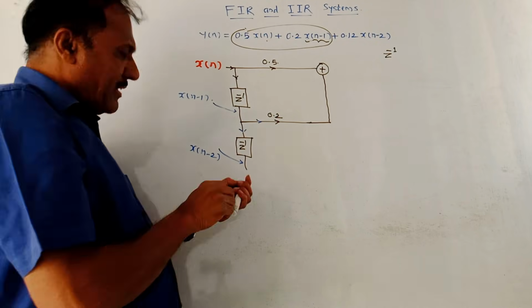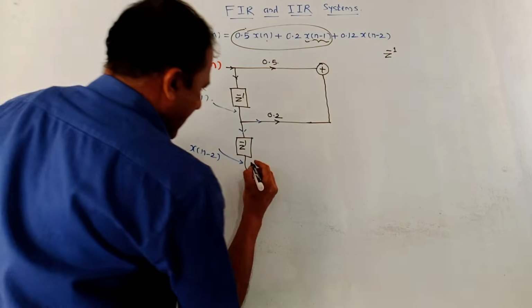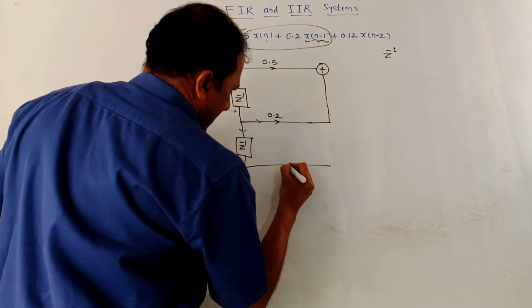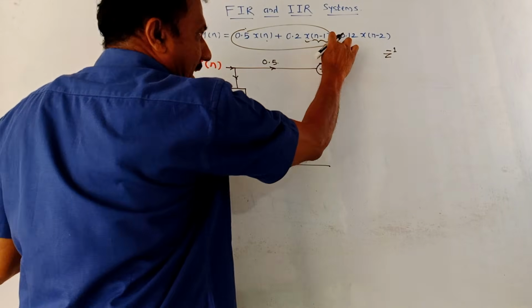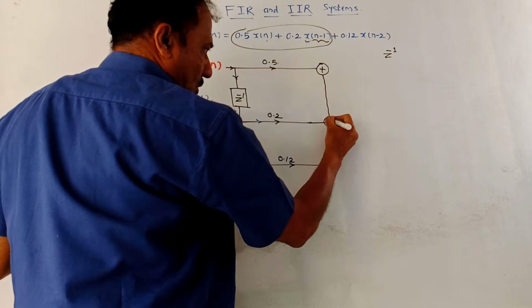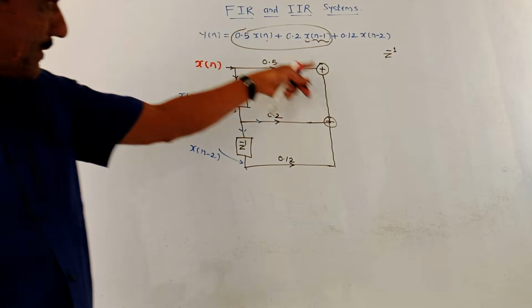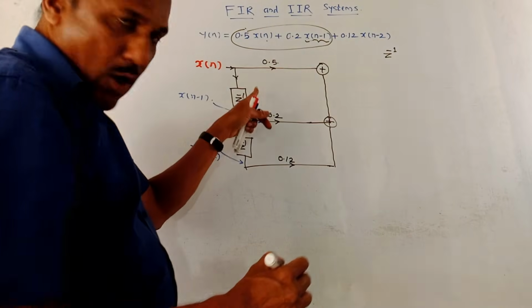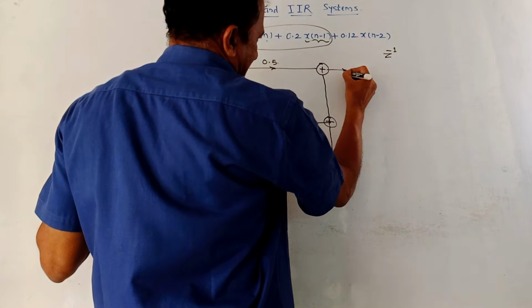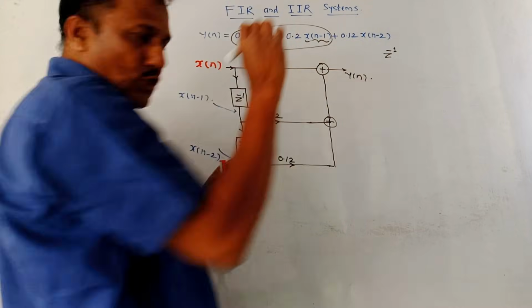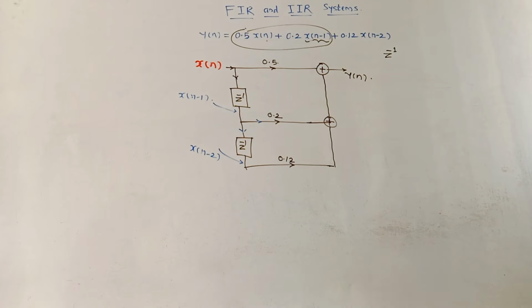Now it's simple. This x of n minus 2 is multiplied with 0.12. So again draw one horizontal line, write 0.12 over here and add it with the earlier part. So I will draw one more adder and complete the diagram like this. So this is the completion of the third term as well. Now finally, after completing the diagram, here I will mark output y of n. So this is the structure of the FIR system.